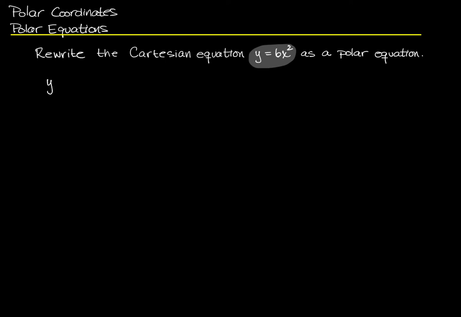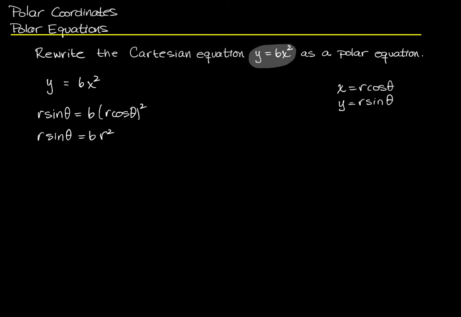I'm going to start by copying the equation y equals 6x squared, and then I'm just going to remind myself that x equals r cosine theta, and y equals r sine theta, and I'm going to do that substitution. Since y equals r sine theta, the whole left-hand side can become r sine theta. The right-hand side is 6x squared, so that becomes 6 (r cosine theta) squared. Looks pretty similar to the last one. It really is, actually. r sine theta, therefore, equals 6r squared cosine squared theta.